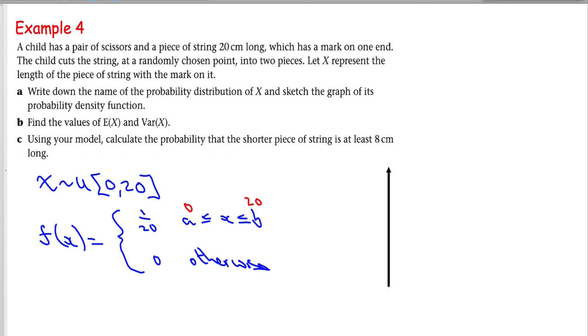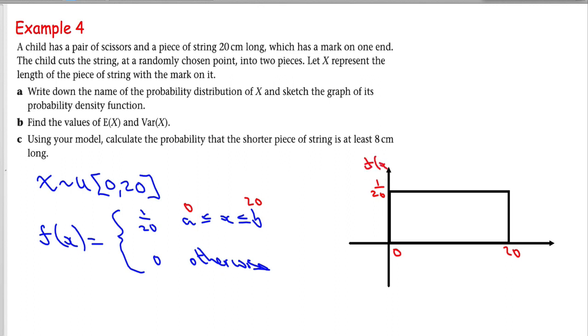Okay, now it's going to be a rectangular distribution between 0 and 20, and for the total area under the graph to be equal to 1, the height of the graph must be equal to 1 over 20, and that's f of x, and that's x. Okay, find the expected value of x. Well, the expected value of x by symmetry is quite clearly 10.